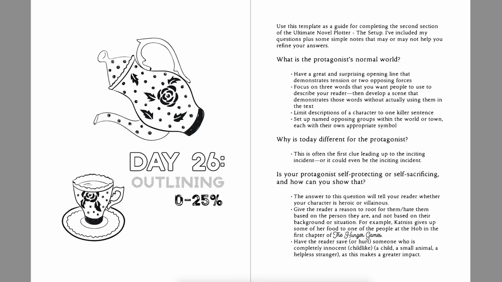Today is day 26 of the challenge, and we are doing some outlining for the first 25% of your novel. We are continuing with the Ultimate Novel Plotter. We are focused on the setup, so the first 0 to 25% of your story, and we're doing the outlining portion. Up until today, we've been looking at various aspects of our novel, but today we're going to actually put together an outline for the first 25%.